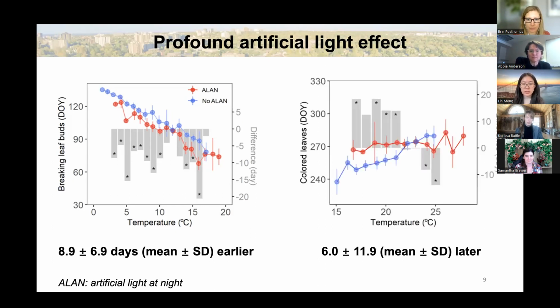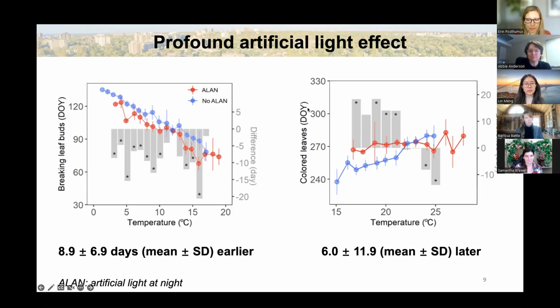For colored leaves, it's more complicated. When temperature is below 23 degrees, I found artificial light delayed autumn colored leaves. But when temperature is higher than 23 degrees, there's more fluctuation in the phenology data.